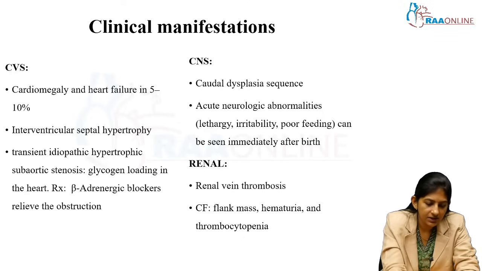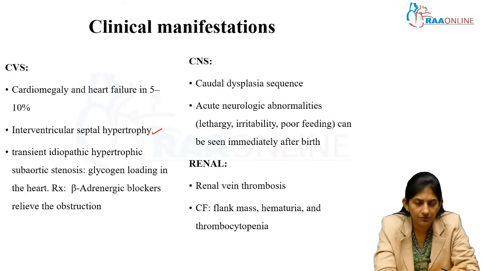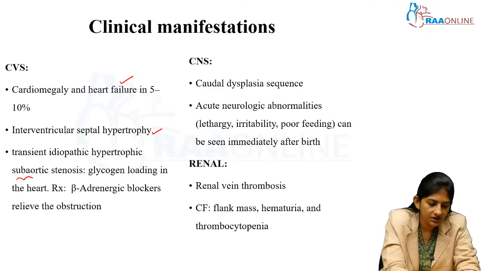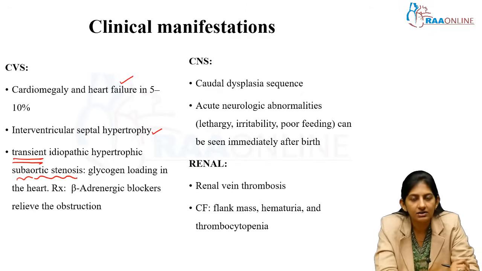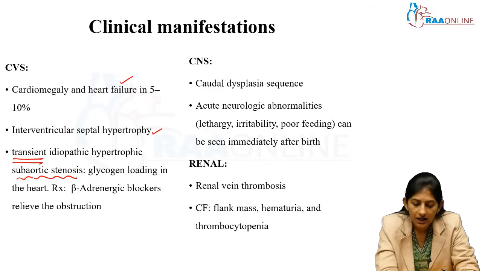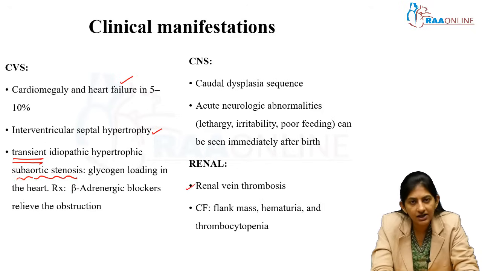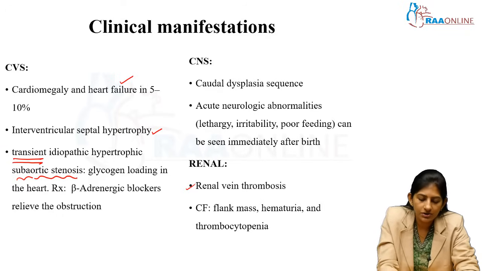So CVS, we just discussed the asymmetrical septal hypertrophy. CCF in 5 to 10% of the infants, and apart from that there can be subaortic stenosis. This is actually a transient phenomenon seen in IDM, an idiopathic phenomenon because of the hypertrophied subaortic bundle, and the treatment is with beta blockers to relieve the obstruction. Renal, we just mentioned that renal vein thrombosis secondary to polycythemia is common. The clinical feature is the baby can have hematuria or a flank mass, and if it is bilateral renal vein thrombosis, there can be thrombocytopenia also.